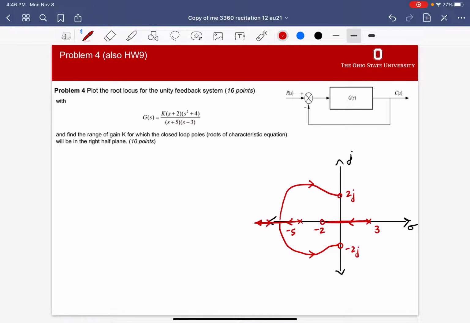So now what they're asking us to do is find out the gain value for which the closed loop poles will be on the right half plane. So that's in a way again talking about stability. If they are on the right half plane, it's not stable. If it's on the left half plane, it is stable. So if you go back and use the characteristic equation for this entire system and use the Routh array, you will end up with the right answer.